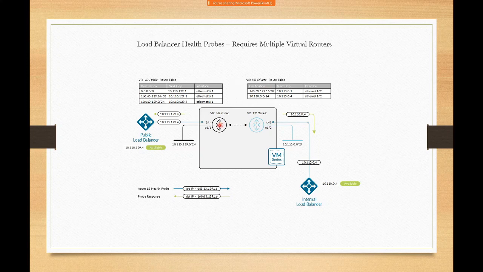So after this, what will be the advantage? For the public VR you can see there is a route table with destination 0.0.0.0/0 pointing to Ethernet 1/1. So it will cover the source IP of the load balancer, which is 168.63.129.16. In the private virtual router we also created a route for 168.63.129.16/32 that is pointing towards Ethernet 1/2.